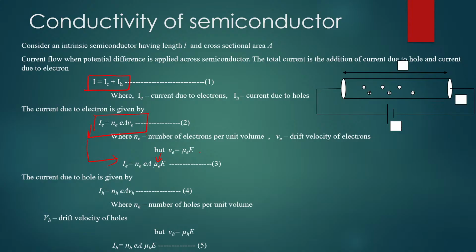Then after that, the same equation you have to write for holes. Just replace the suffix e by h. Only this thing you have to keep in your mind. What you have to remember is, whatever equation comes for IE is the same for IH, but the only thing is that you have to change the suffix.